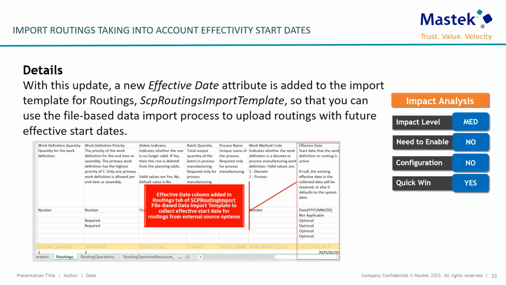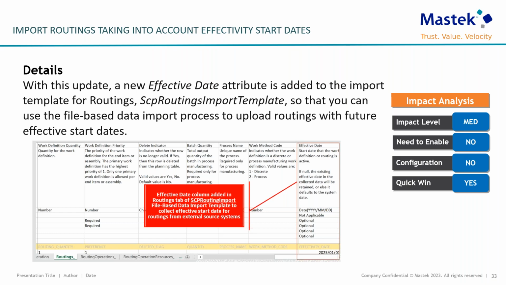Moving further, import routing taking into account effectivity start date. In your external manufacturing system, you may have routings with future effective start dates defined. So with this update, a new attribute called effective date is added to the routing import template. This will allow us to upload a routing with future effective start dates by using the file-based data import process. As you can see in the present screenshot, that is for the FBDI file, and there is a specific column that is for effective date.